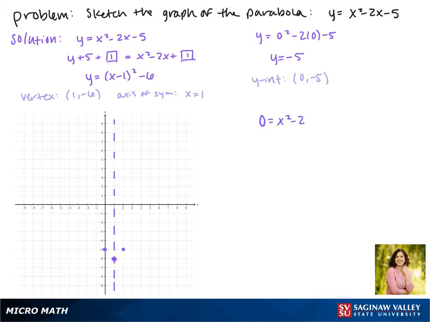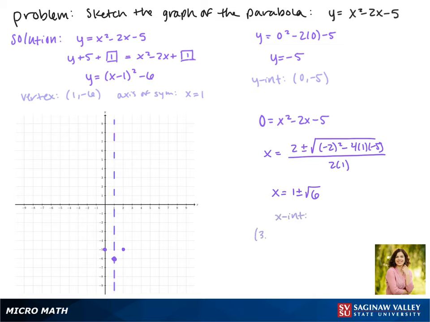Next, we'll find our x-intercepts by plugging in a 0 for y. Since this cannot be factored, we're going to put it into the quadratic formula. Negative b plus or minus the square root of b squared minus 4ac, all divided by 2a. When you work this out, you get x equals 1 plus or minus the square root of 6.